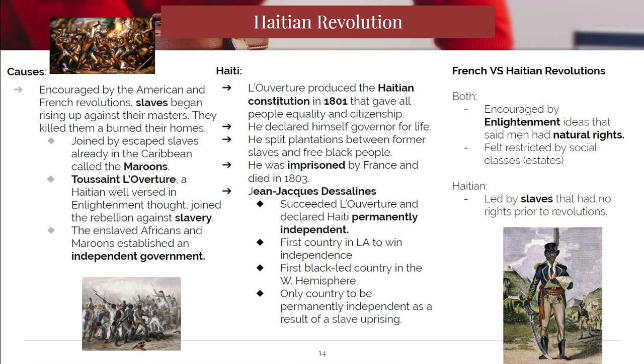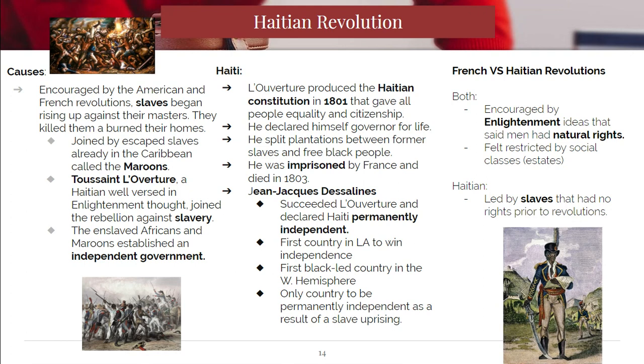And in 1801, Toussaint Louverture will create the Haitian government that basically models itself after the American government and the French government of the time. Okay, and so the Constitution gives all people equality and citizenship, all people the right to vote. Quite extreme for its time, right?